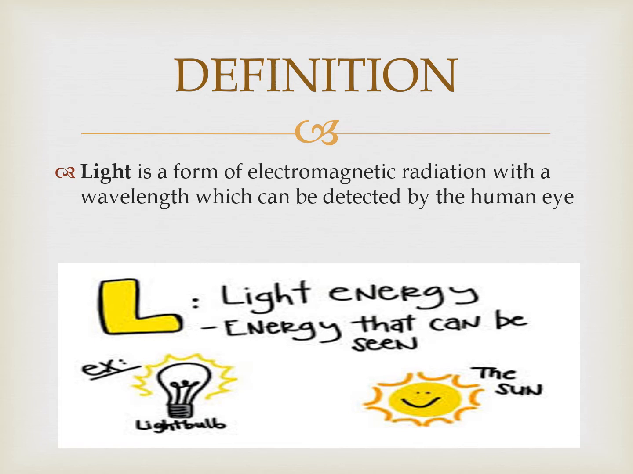If we define light in biological terms, it is the form of electromagnetic radiations with the wavelength which can be seen by the human eye. As you can see in this diagram, the labeling is light energy, which can be seen by us. This is actually the form of energy which is emitted by the sun. That is why the light energy is also known as sun energy or solar energy.